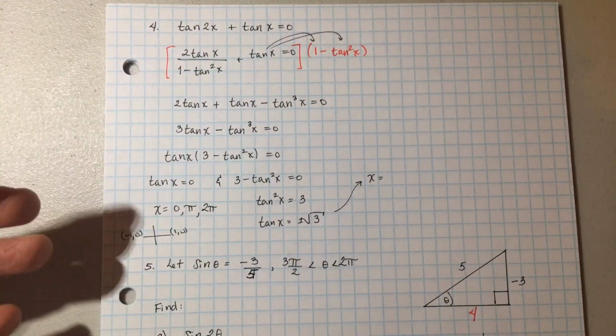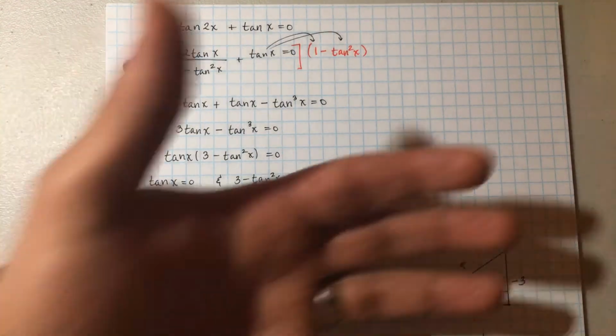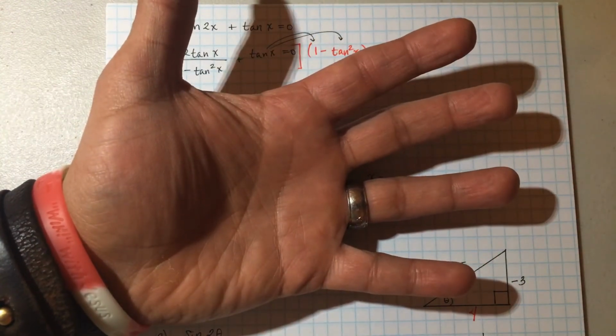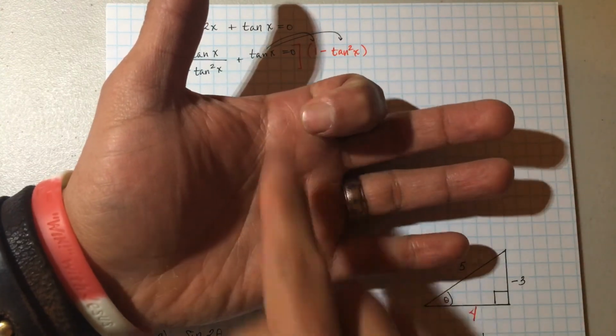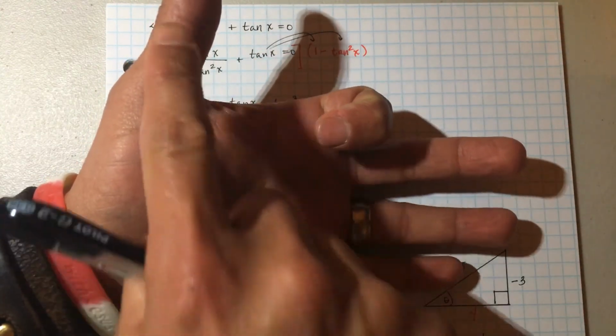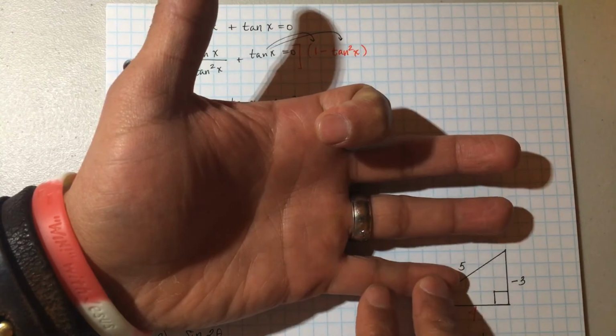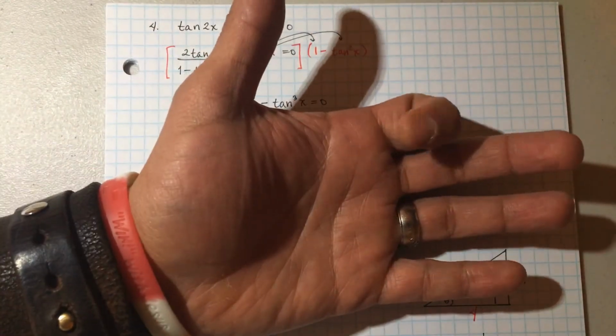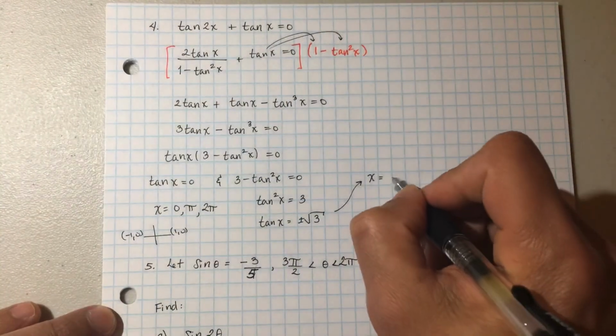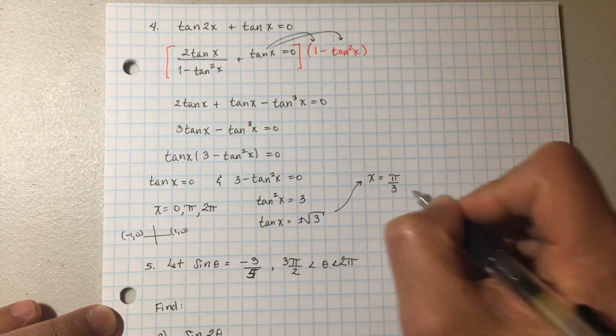Remember, tangent is sine over cosine. So we're going to take our hand. We want 3 fingers, sine over cosine, right? So we're going to fold this guy because this is the sine over the cosine. Square root of 3 over 1. Square root of 3 over square root of 1. So what angle am I folding? 60 degrees, which is pi over 3.